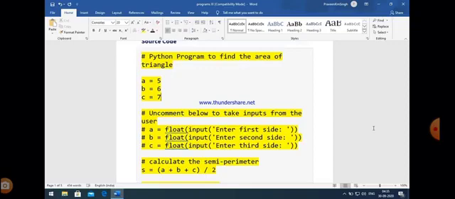Now second thing, if you want to use the input, then take again three variables, just like A, B, C.